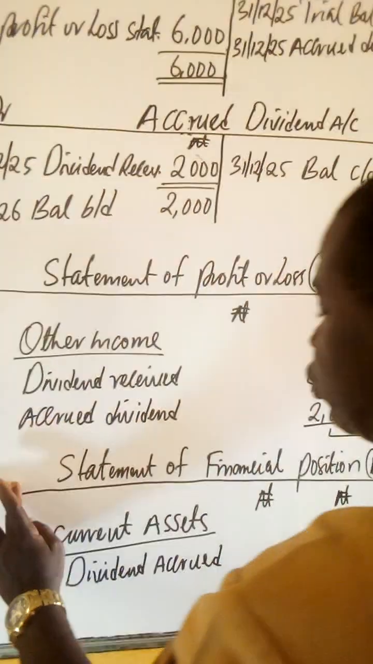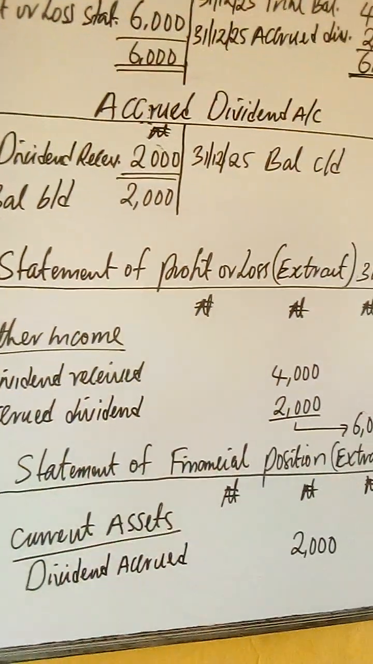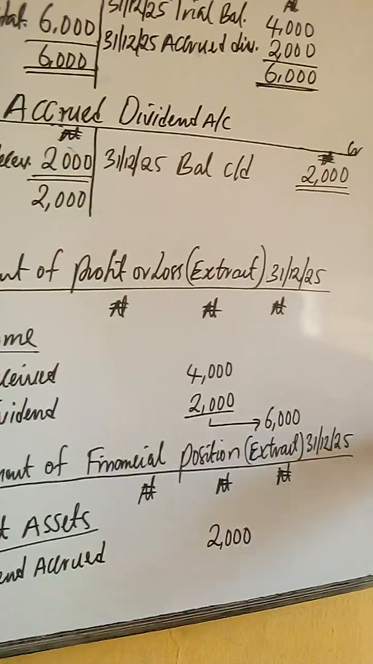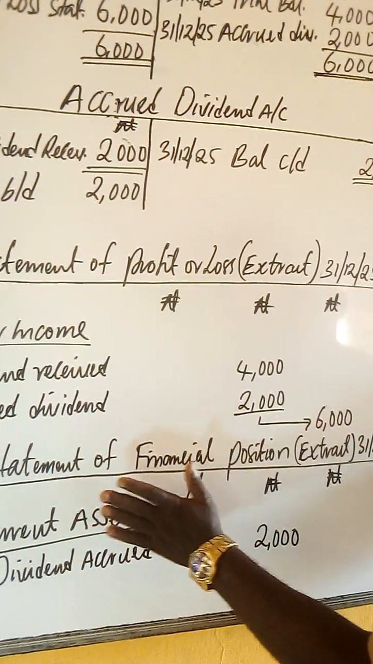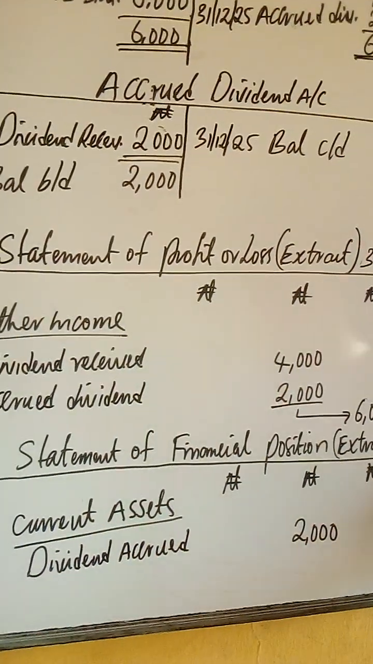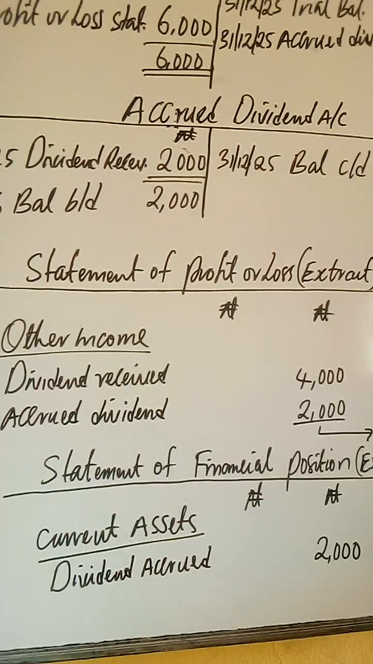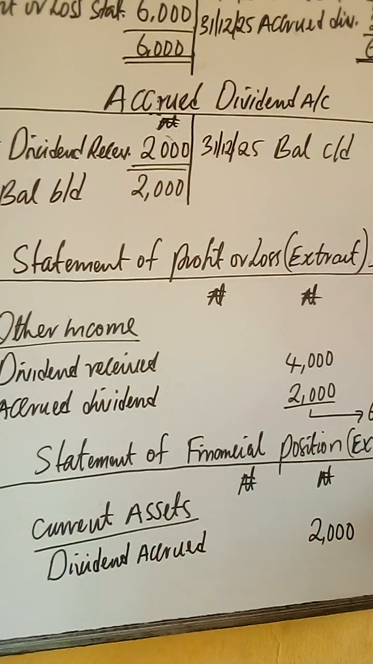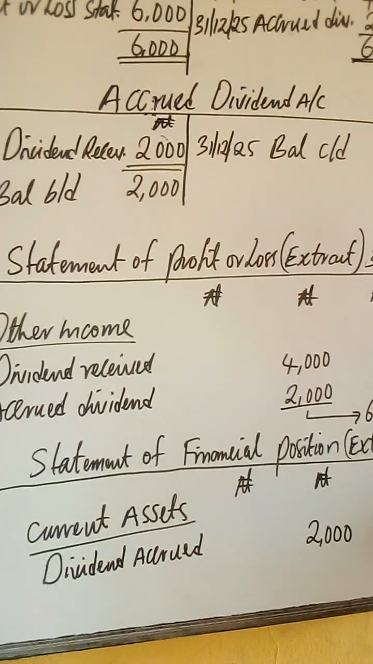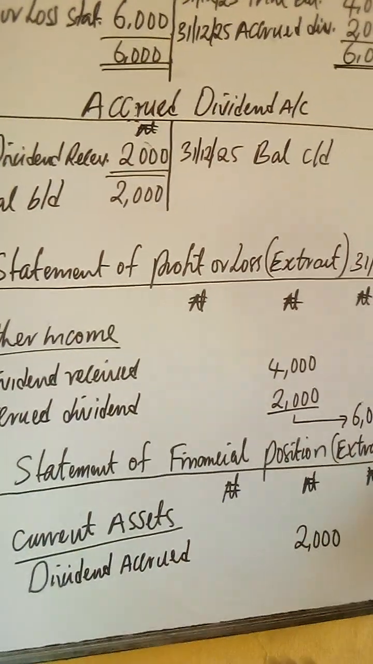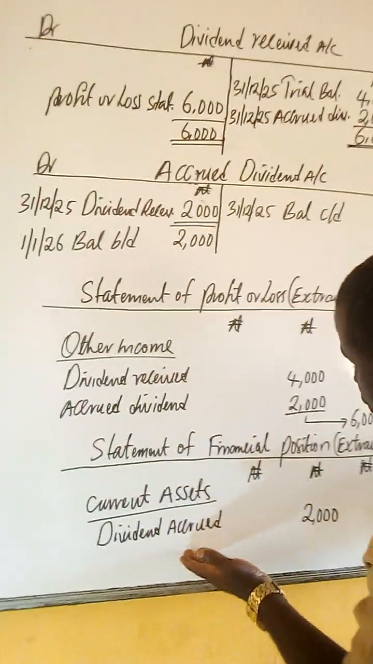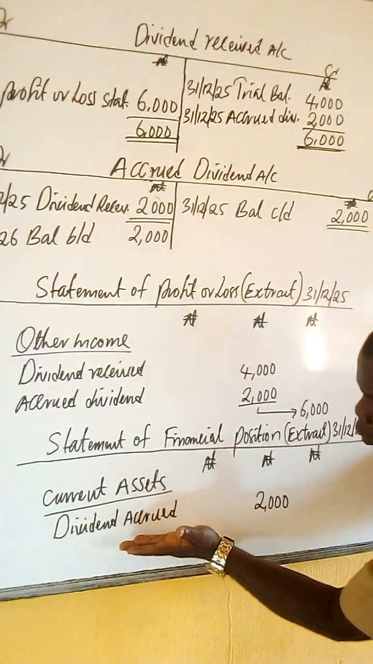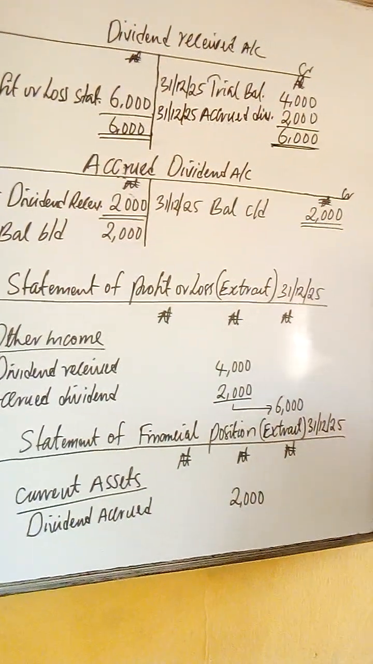Next, we go to the statement of financial position, to see how accrued income is treated. Accrued income is treated in the statement of financial position as a current asset. Mind you, I told you that accrued income is a current asset because it's income earned by the business that is yet to be received, so it becomes an asset to the business. Under current assets, dividend accrued is treated, appearing as one of the other current assets.